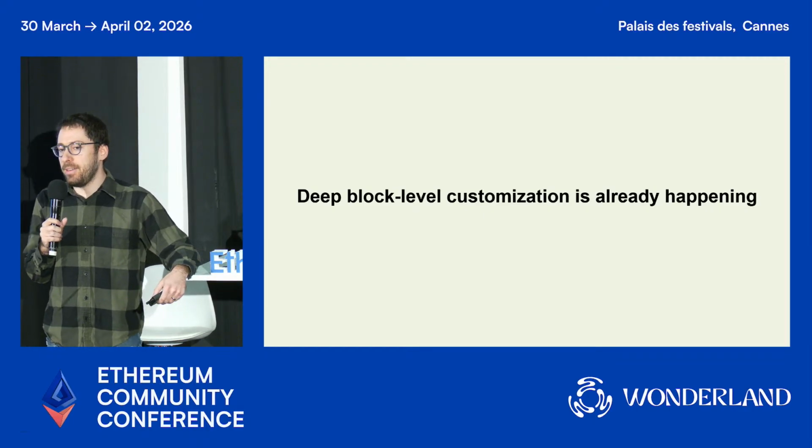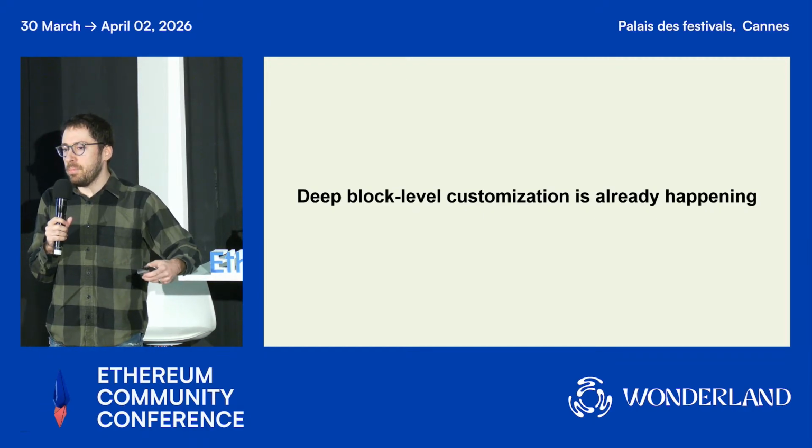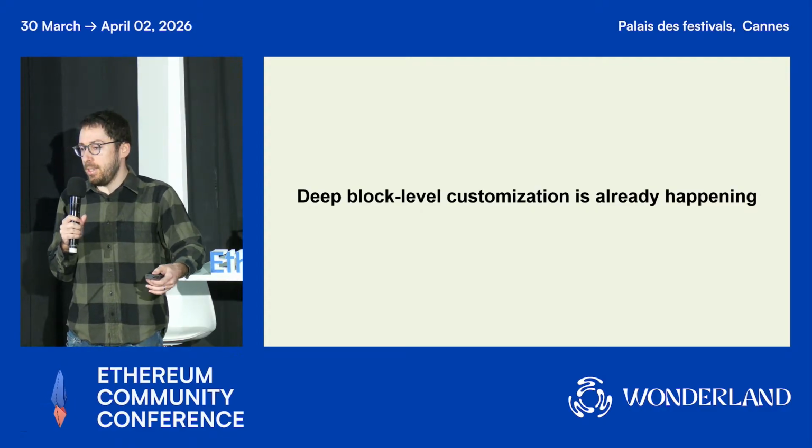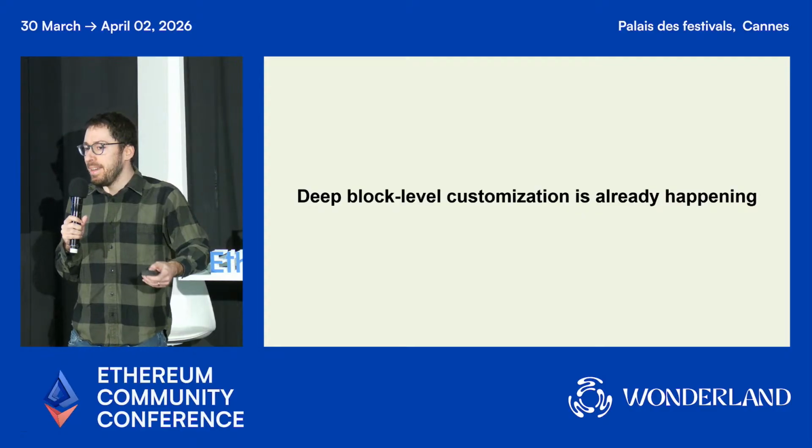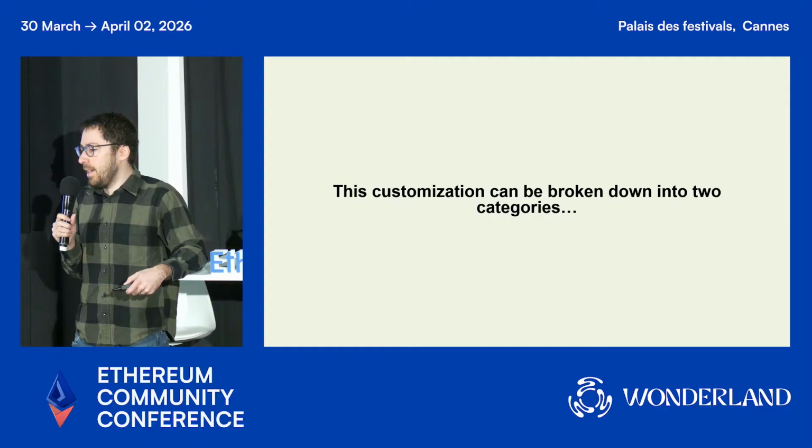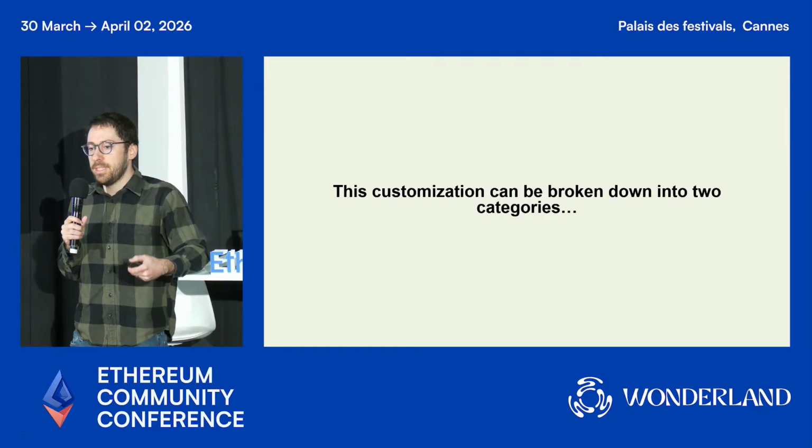So the first thing that I want to make clear is that deep block level customization is already happening. So custom chains, custom rollups are here today. They're not a future facing thing. They already exist. And what type of customization is this?